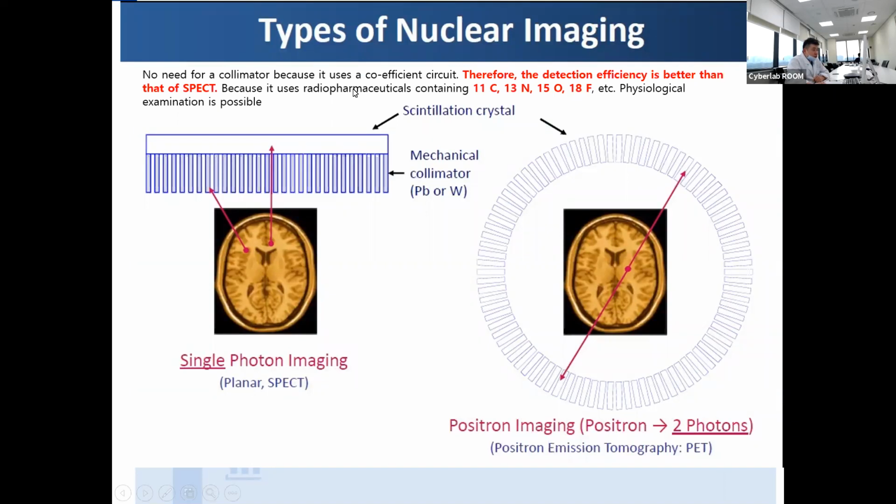So we use the nuclides C11, N13, O15, and F18. This imaging is different from scintigraphy, which is planar imaging. This one is positron imaging, where two photons are detected.